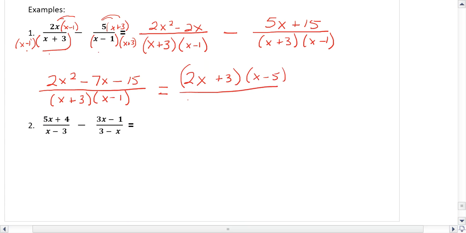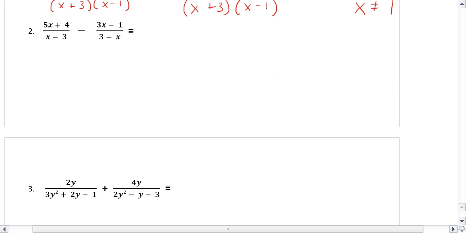We needed to factor it, otherwise we would not have known for sure if there was any reducing to do. But after we factor it, we look and we see we have no common factors to cancel, so we're done. If we are asked to find the excluded values for this problem, x could not be negative 3 and x could not be 1.